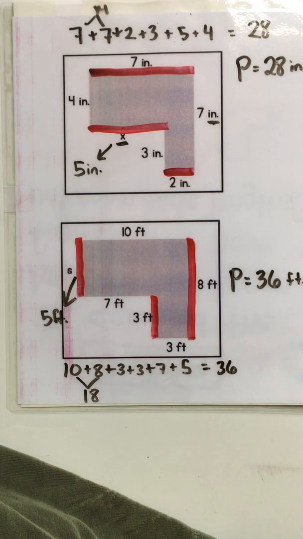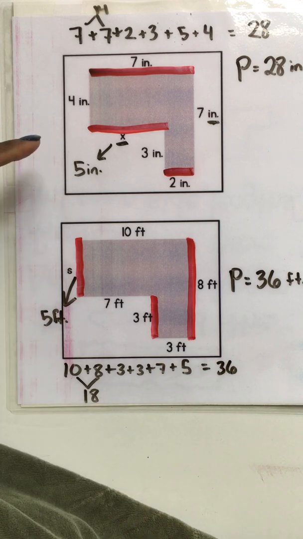All right, and there you have it. You can now find the perimeter of rectilinear figures that have unknown side lengths.